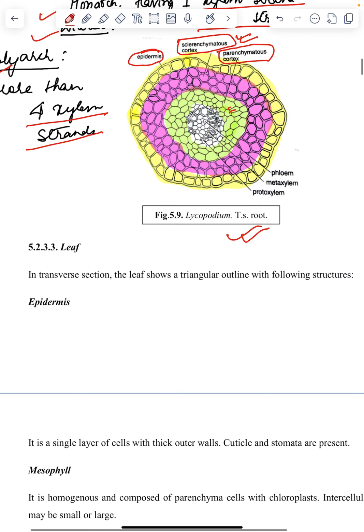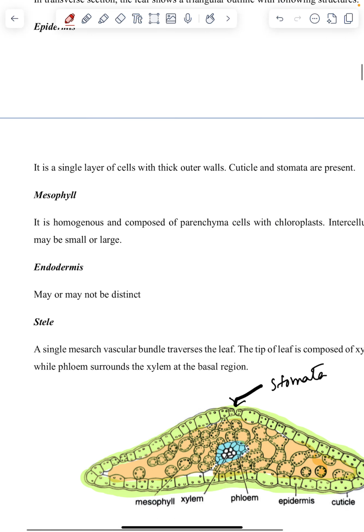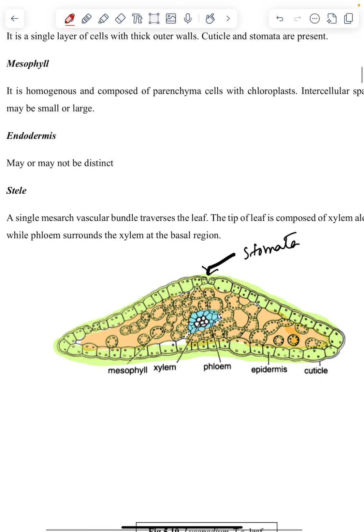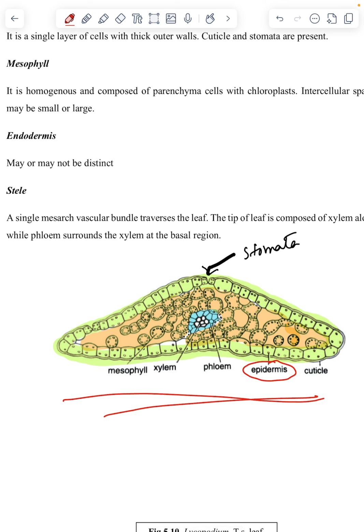polyarch. Now moving on to the anatomy of leaf, we get to see a structure like this. Okay, this type of structure is seen. Here you can find an epidermis surrounded by cuticle, and you can see also certain stomata present on the epidermis.